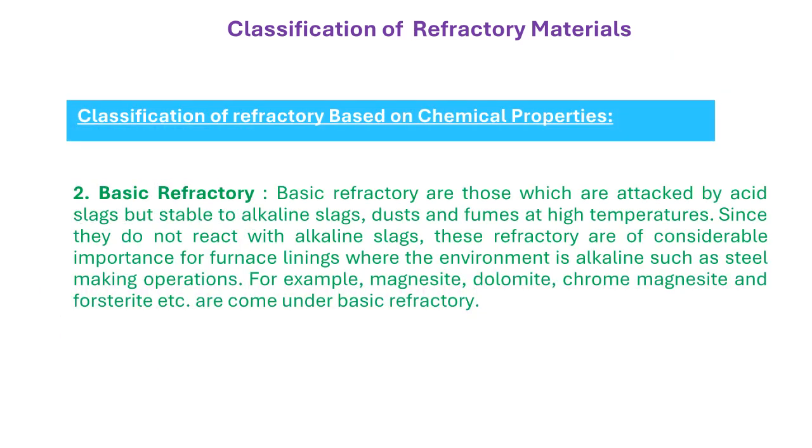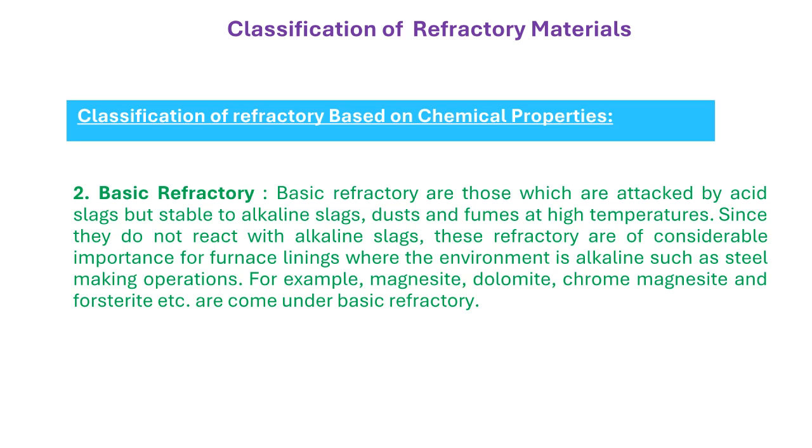Next, let's look at basic refractories, the counterparts to acidic refractories. They have completely different chemical characteristics and applications. Basic refractories are made primarily from basic materials like magnesia, MgO, and sometimes chromium, CrO. Their key property is, they are attacked by acidic slags and acidic environments, so they are not suitable for acidic conditions. However, they are highly stable in alkaline environments.